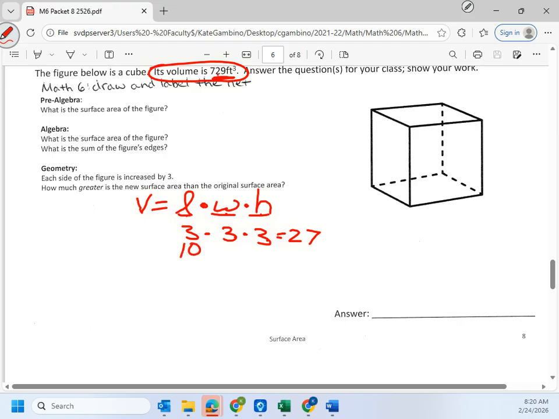I'm going to say, okay, let's try 10. 10 times 10 times 10. 10 times 10 is 100. Times 10 is 1,000. Oh, that's too big. So I know the number I want is in between that 3 and that 10.